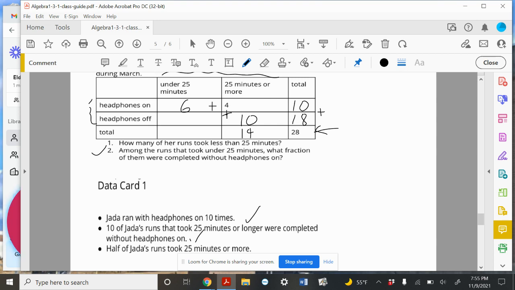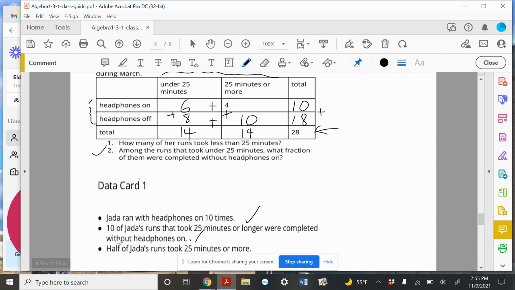And now we know that going across this way, whatever this number is in this box right here, plus 10 has to equal 18. So therefore that has to be 8. Then we can add down. So 6 plus 8 is equal to 14. And now we filled in the entire table.